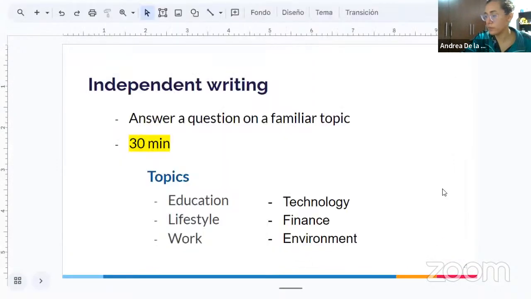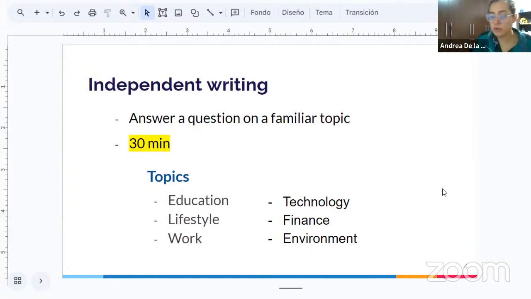Okay, guys. So here in the independent writing, basically they will ask you a question. They will give you a prompt where they ask a question. It's always going to be a closed question. That means that it has only two possible answers. And it is about a debatable familiar topic. So it's going to be something related to everyday topics, things related to education, lifestyle, technology, work, finance, the environment, everyday topics.